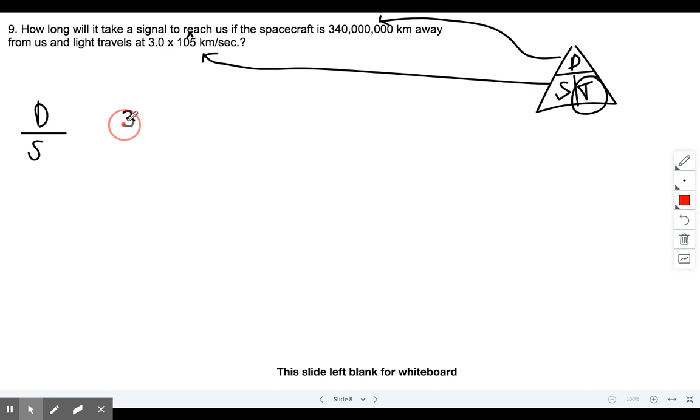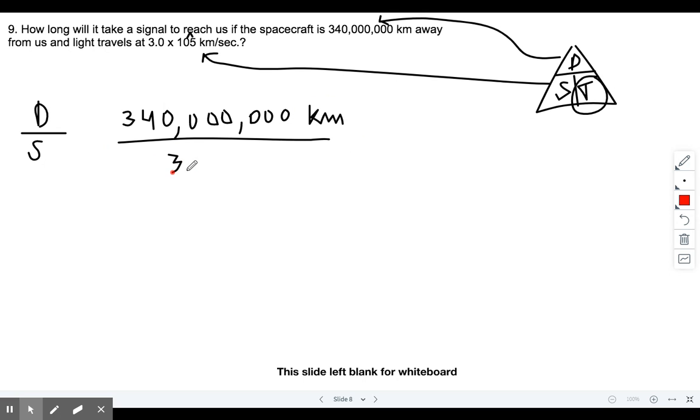So 340 million. It's going to take me a while to write. So 340 million kilometers. And we're dividing it by the 3.0 times 10 to the 5th kilometers in a second. And that's going to give us how many seconds it's going to take to reach us, this signal.